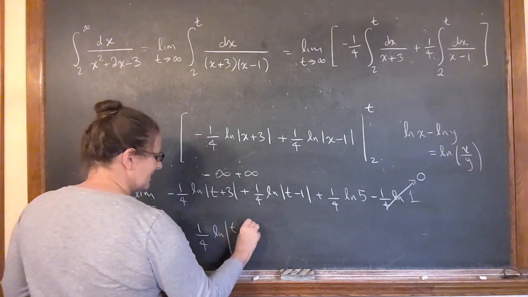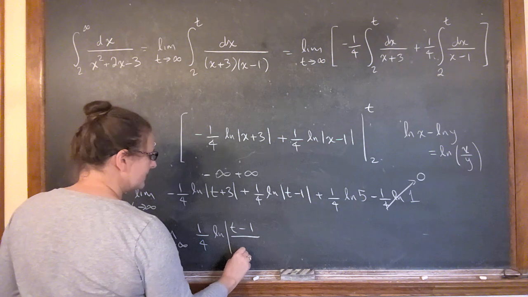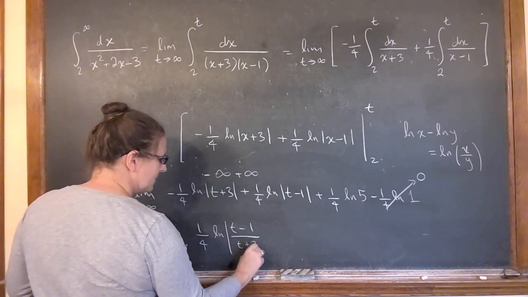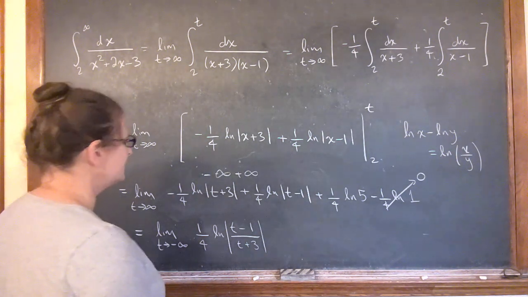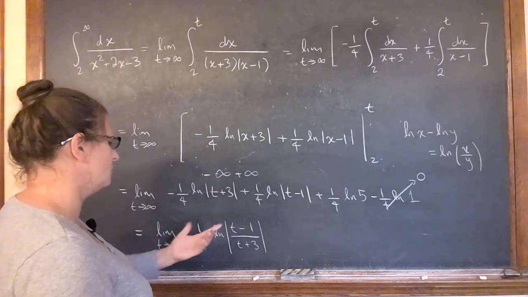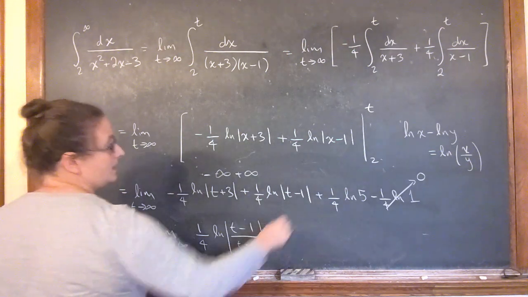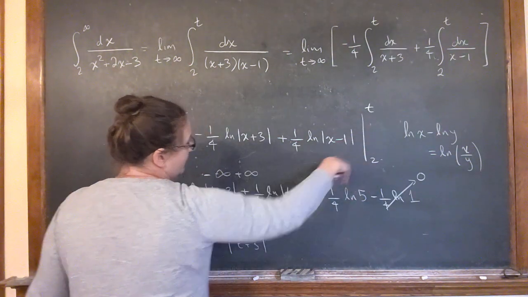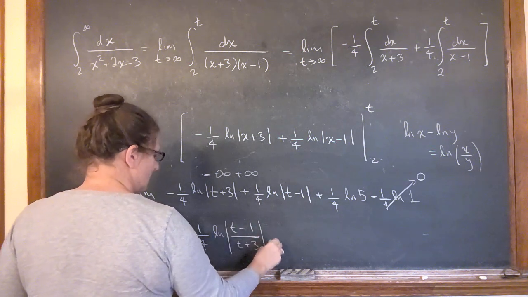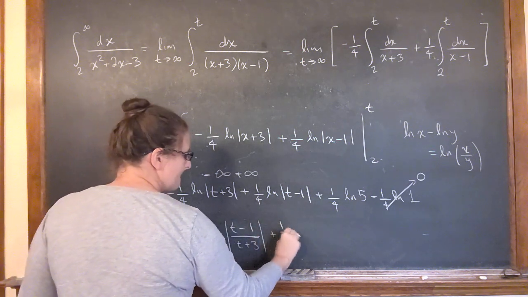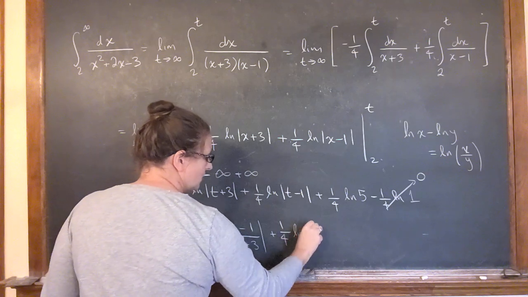So this is going to be like this, t minus 1 and t plus 3, right? And in fact, t is always bigger than 2, so I no longer even need these absolute values if I really want to. Notice that, right? So all these things are positive. So regardless, plus 1/4 natural log of 5.